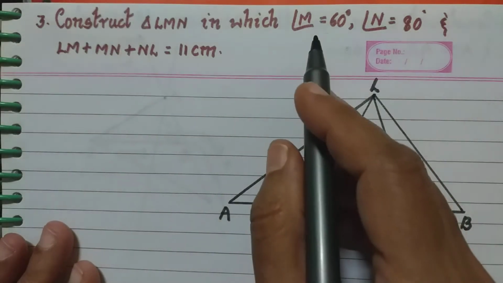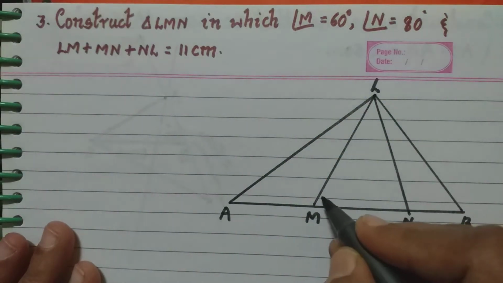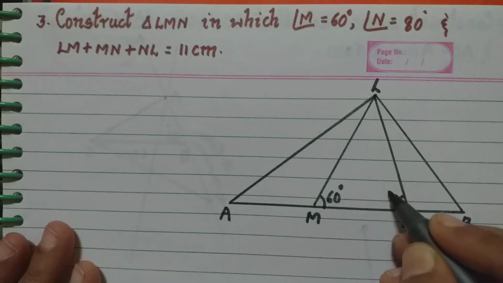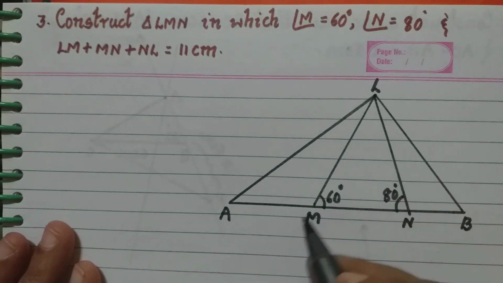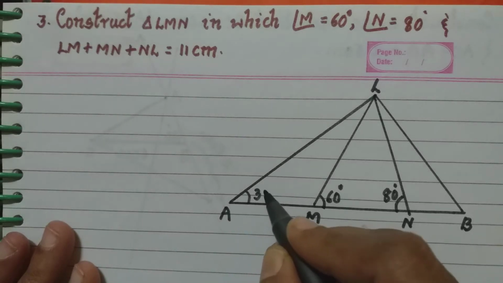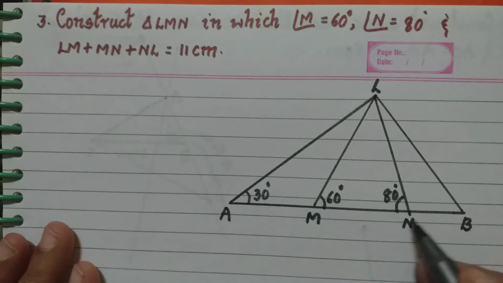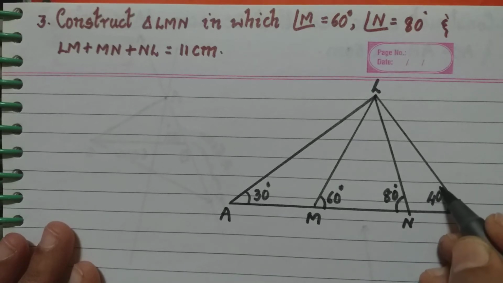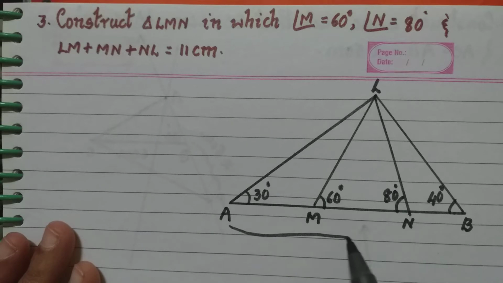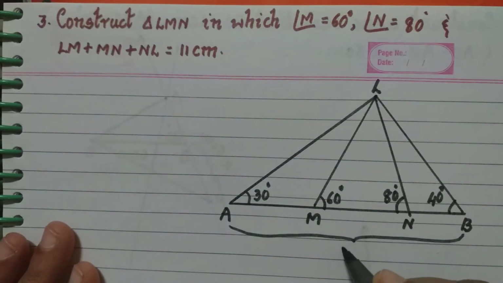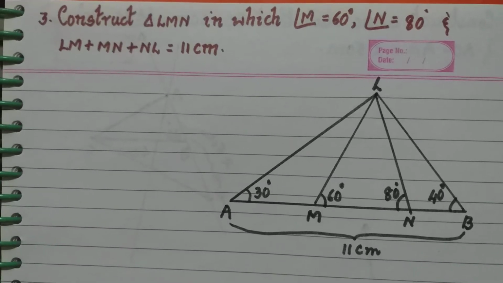Now we will write the angles. M is 60, N is 80. So M is 60 degrees, N is 80 degrees. We know that angle A will be half of 60 degrees, that is 30 degrees. Angle B will be half of 80 degrees, that is 40 degrees. And this length AB will be 11 centimeters. So with this in mind, let us start the fair figure.